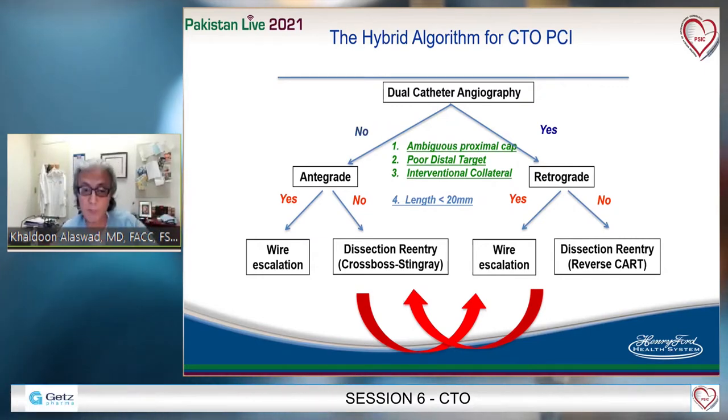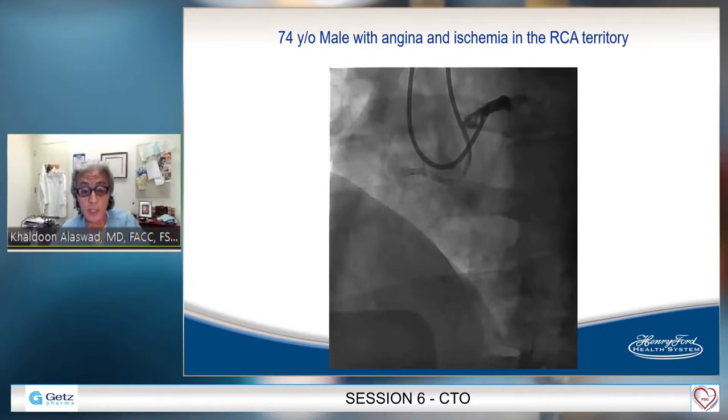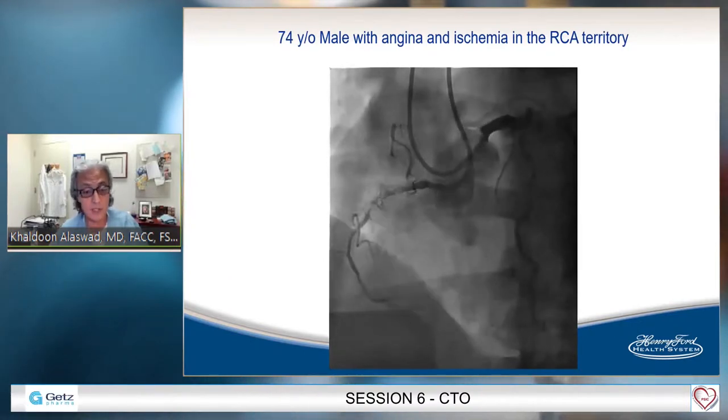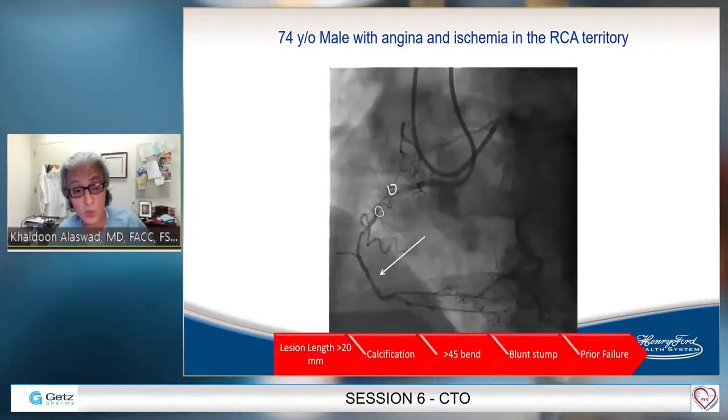So it's very important to change. This is how you decide. You do the angiography. This is the proximal cap. This is the distal cap. This is the target. And you decide, you calculate the J-CTO score. And the J-CTO score is very important.